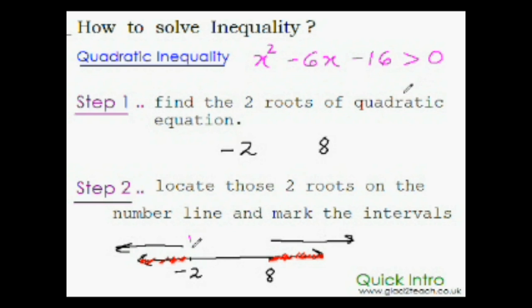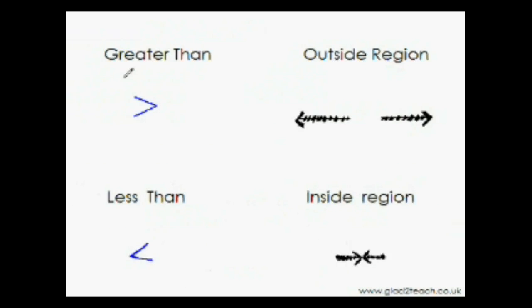You can also sketch the quadratic equation graph just to impress the examiner all the more. As you know, quadratic equations have a parabolic graph, the umbrella shaped graph. That's it. Have you understood it? So if it is the greater than inequality like this one, then it will be the outside region, and if it is the less than inequality, then it will be the inside region.